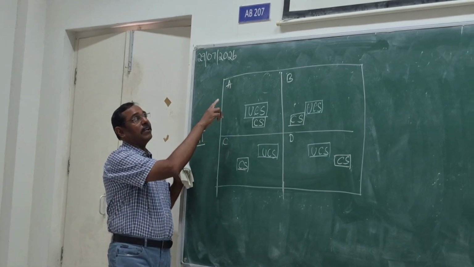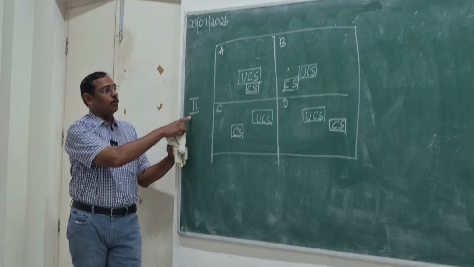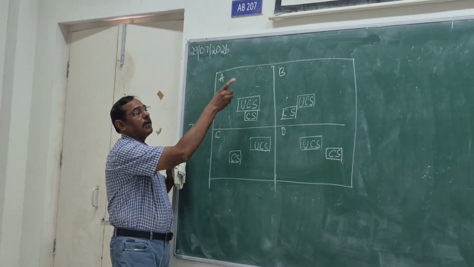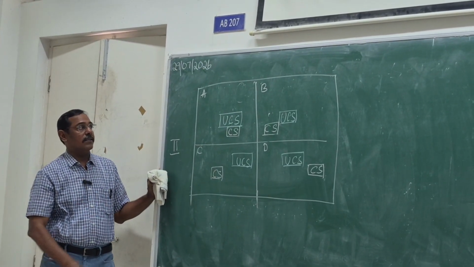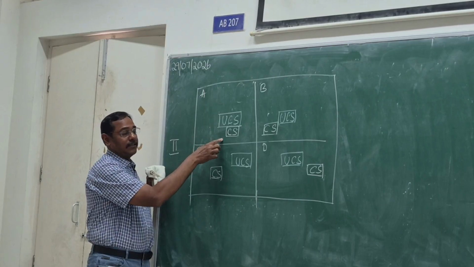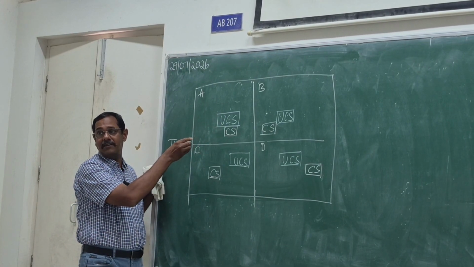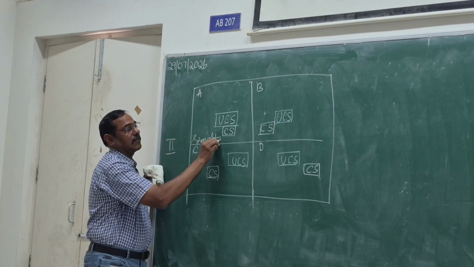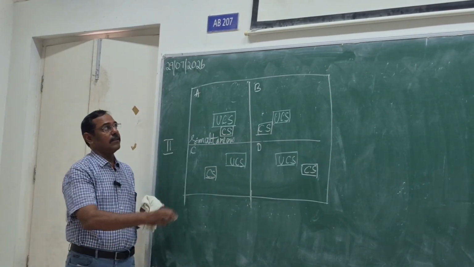So let us classify. I changed to A, B, C, D, not 1, 2, 3, 4. Already we have step number 1, 2, and 3, so the same numbers would confuse. Therefore, I went for A, B, C, D. In A quadrant, unconditional and conditional stimulus are given simultaneously.